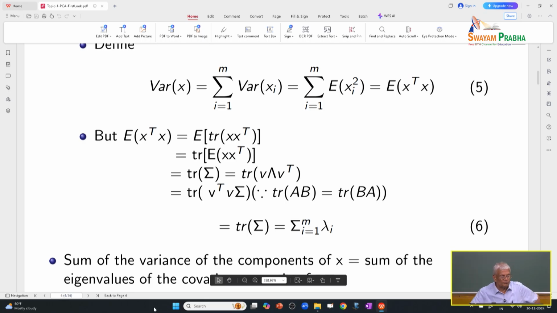Thank you. So, the sum of the variances of the components of x is equal to the sum of the eigenvalues of the covariance matrix. So, that is the result. In this case, I have to replace this sigma by lambda, this sigma by lambda, and that becomes the summation of lambda i.